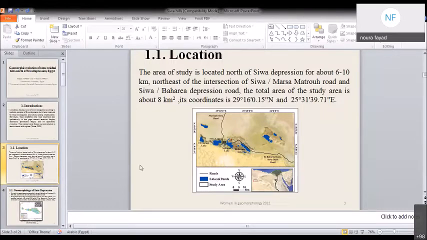We can see this on the map. This is the study area and these are the lakes of Siwa. As we know, Siwa is famous for its many salt lakes. This is the study area, between the roads, on the side of the road.